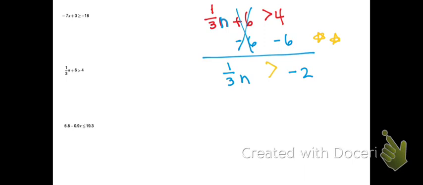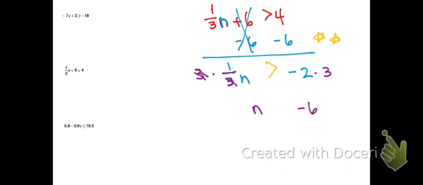Now let's undo this multiplying by 1/3. There's two ways you can do it. You can multiply by the reciprocal, because 3 divided by 3 is 1, and 1 divided by 1 is 1. Or you can think of this as 1 divided by 3, and undo that divided by 3 by multiplying by 3. Because 3 divided by 3 is 1. So I'm left with 1n, which is just n, and then a -6.